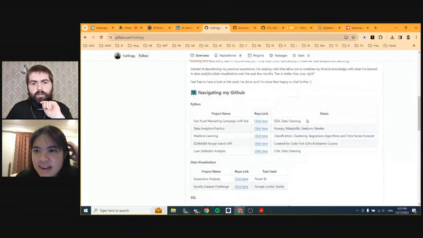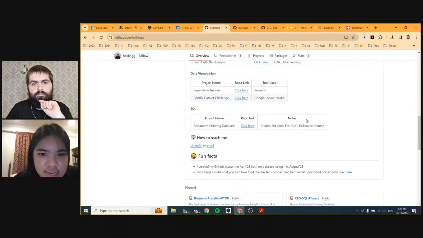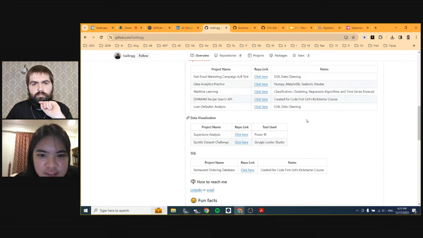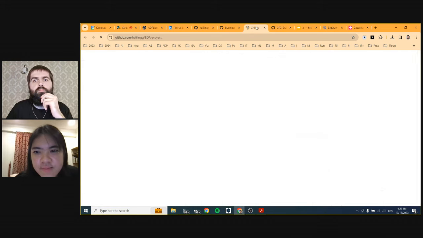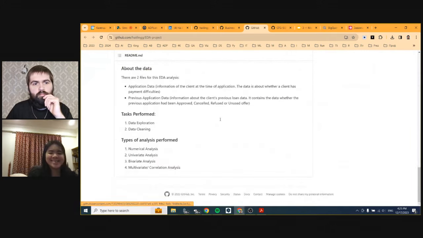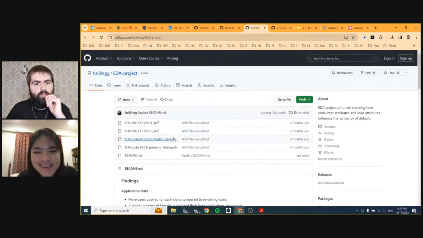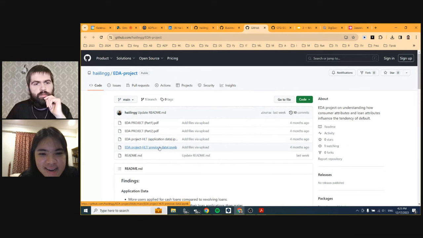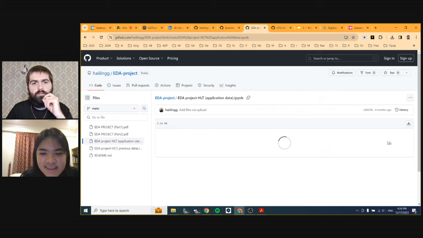The third one, let me find it. The third one is the Python, the last one, loan defaulter analysis. Can you scroll up a bit? Yeah, I know this is very messy. I don't have time to tidy it yet. This or this? Both, actually. Oh, okay. The file size is quite big, so it might take some time to load.